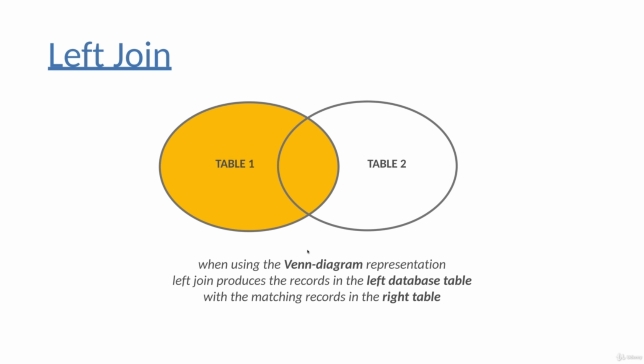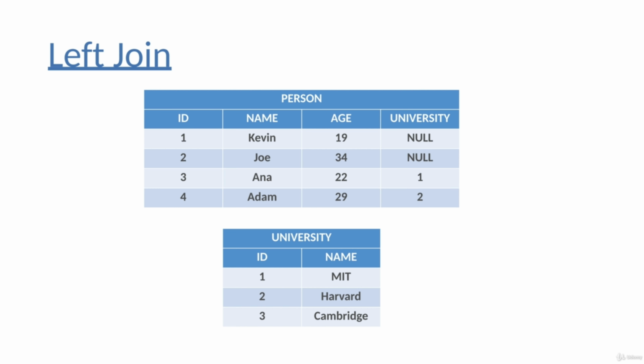So if we consider the Venn diagram representation of the problem, then left join produces the records in the left database table with the matching records in the right table. So basically the intersect has something to do with the matching records in the right table as well. So what does it mean exactly? If we have the same database tables we have been talking about in the previous lectures with given students and with a given university table with MIT, Harvard, and Cambridge, if we do a left join, what does it mean exactly?